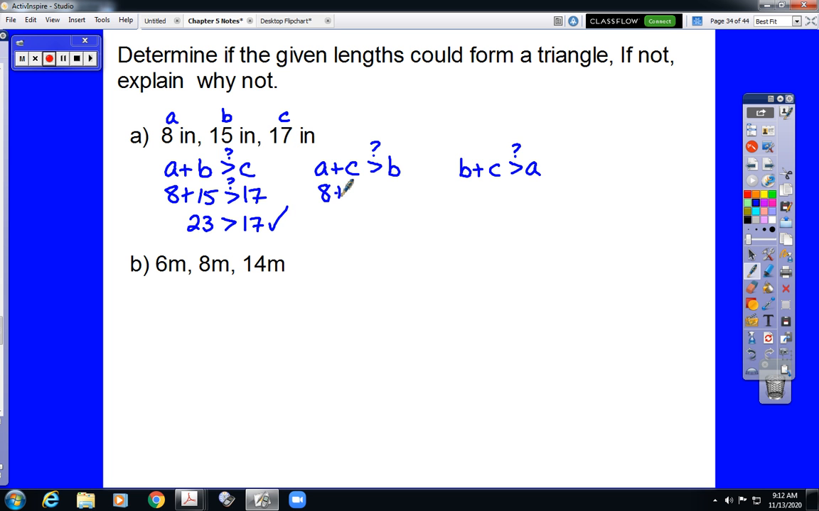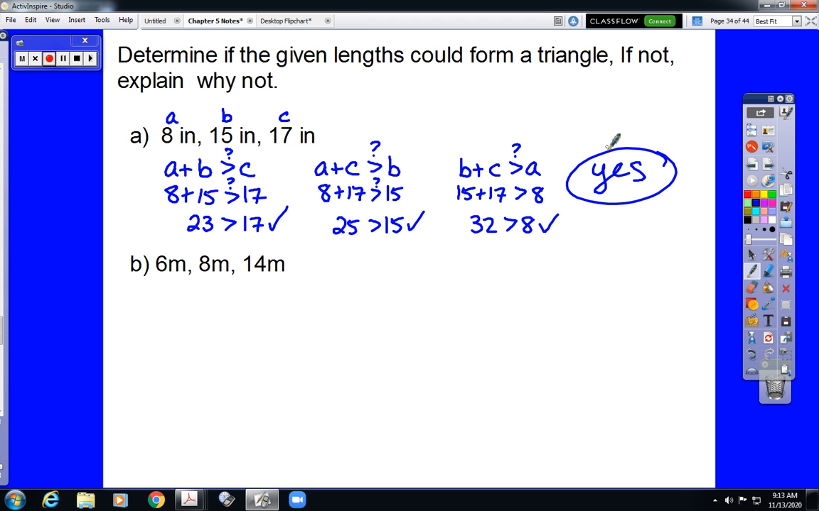So is 8 plus 17 greater than 15? Well, 8 plus 17, that'd be 25. Yeah, that's absolutely bigger than 15. So that's also true. Same thing for B and C. 15 plus 17, is that greater than 8? Well, yeah, 32 is definitely bigger than 8. So our answer here would be yes, because we have fulfilled the triangle inequality.